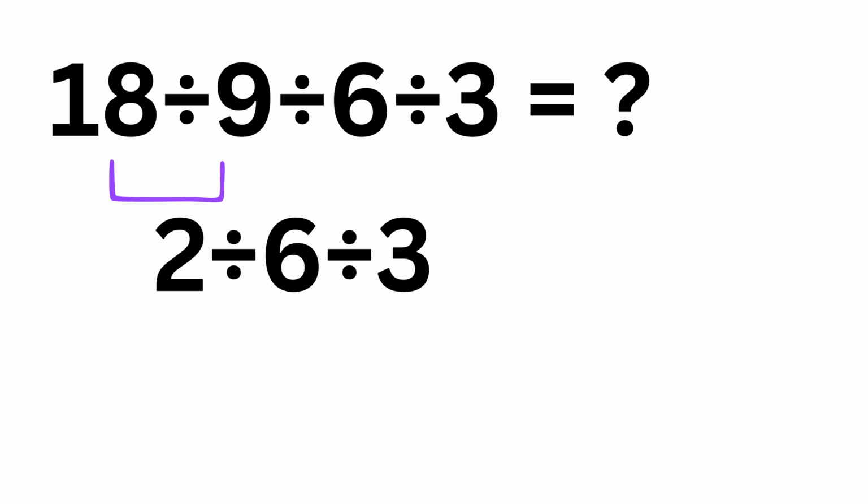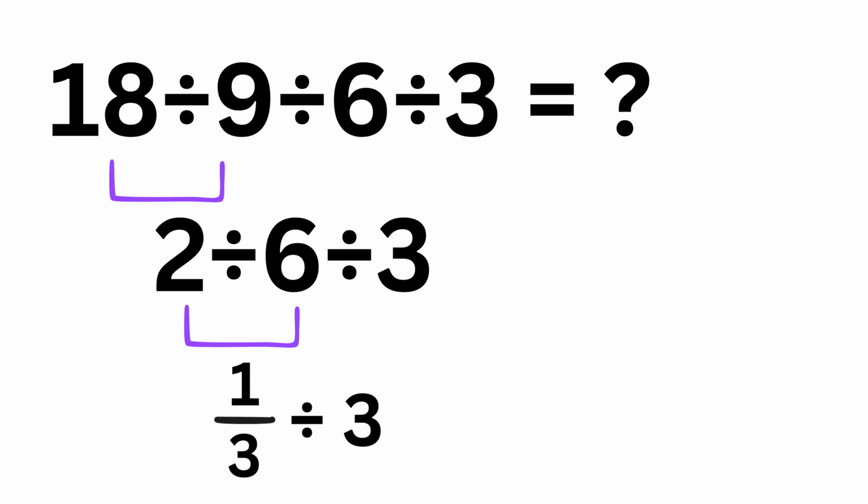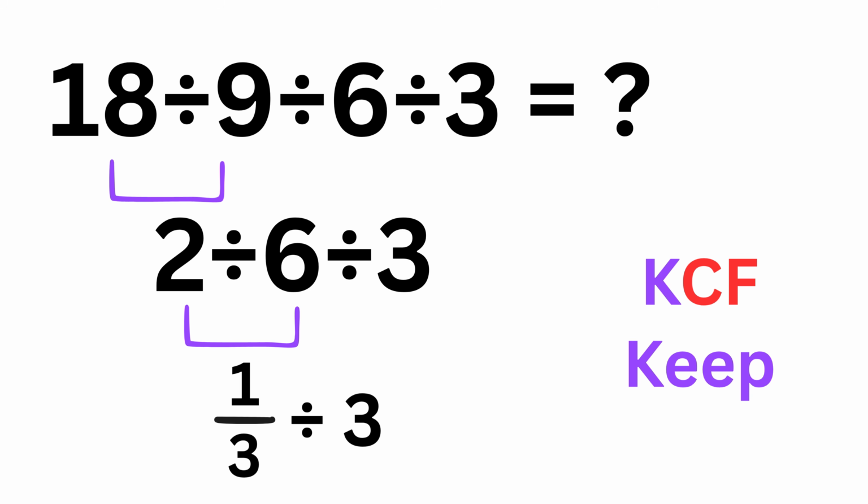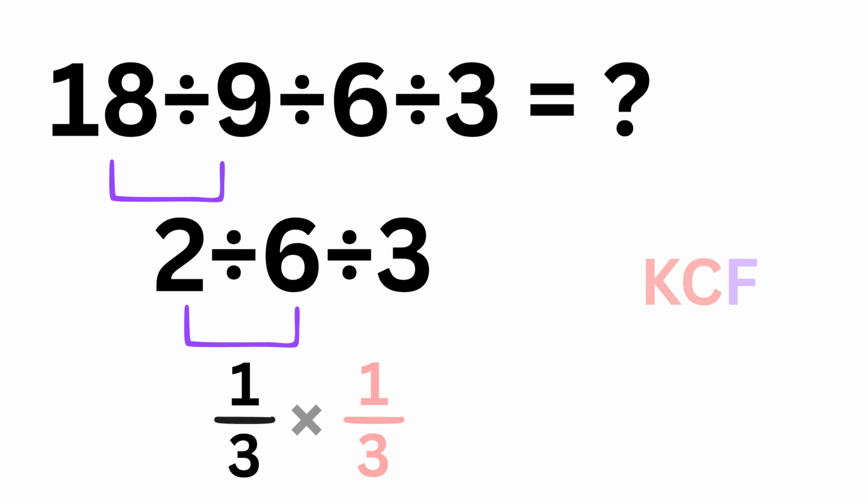Now we have to do this division. 2 divided by 6 can be written as 1 over 3, then divided by 3. Now according to the KCF rule, K stands for keep, C stands for change, and F stands for flip. We keep the first fraction, change division to multiplication, and flip the second fraction. So we get 1 over 3 multiplied by 1 over 3, which equals 1 over 9.